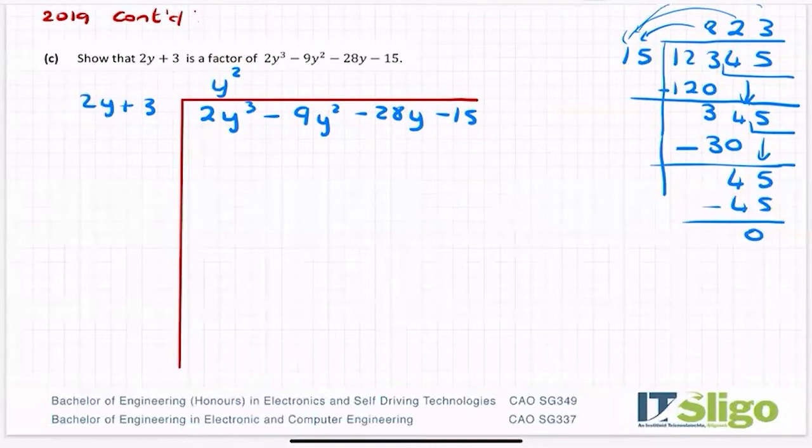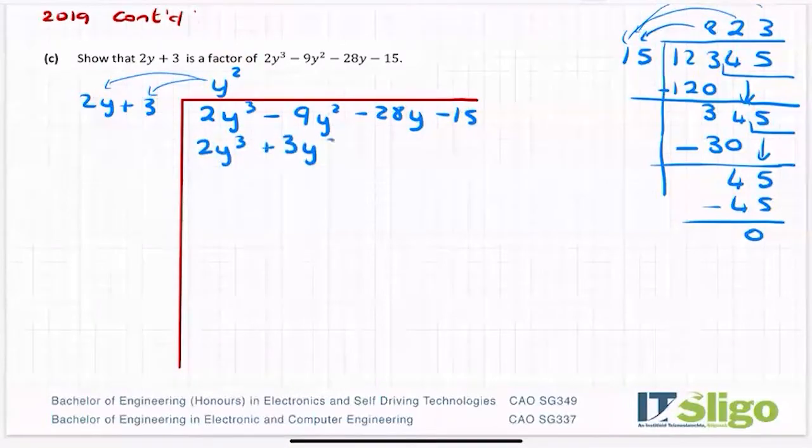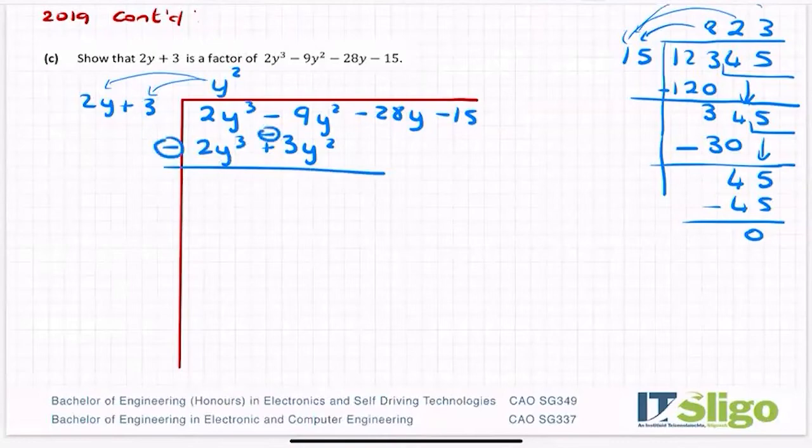Then we multiply that y squared, not just by the 2y, but by both bits. So y squared by 2y is 2y cubed. Y squared by the plus 3 is plus 3y squared. Just like we did over on the right, change the sign, change the sign. And you're always looking for one of the letters to cancel. So it'll be the y cubes here. When I get down to the second part, I'll be cancelling the y squareds. When I get down to the third part, the y's. And that's what you're always trying to achieve in these ones.